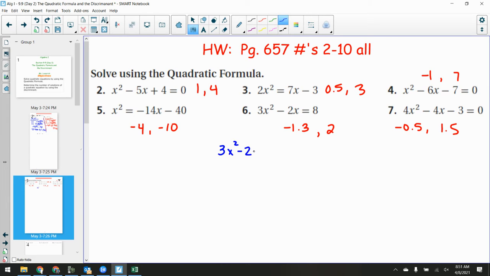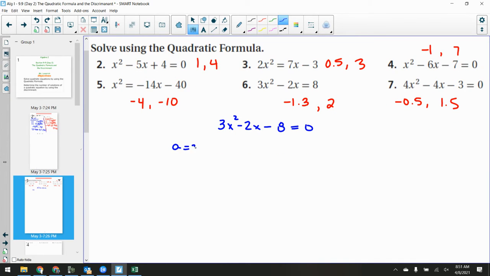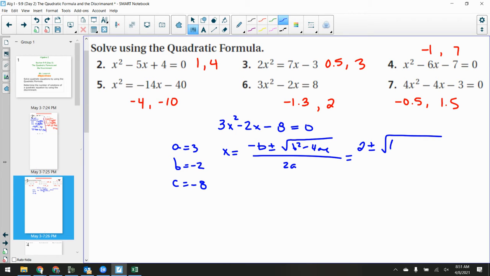Okay, 3x squared minus 2x minus 8 equals 0. So that means my A value is 3, B value is -2, C is -8. So x equals the opposite of b plus or minus the square root of b squared minus 4ac over 2a. Okay. So catch this first. Did you write a +2 or a -2? Okay, good. That's good. So we have +2 plus or minus the square root of, and then we got -2 squared minus 4ac all over 2 times 3.